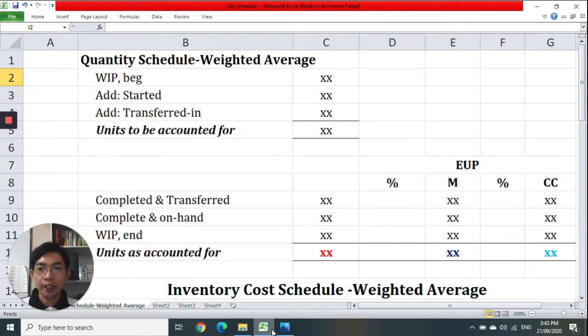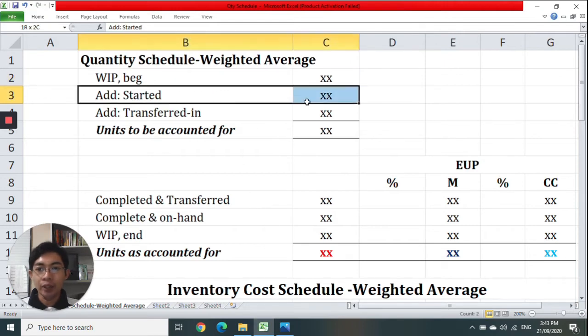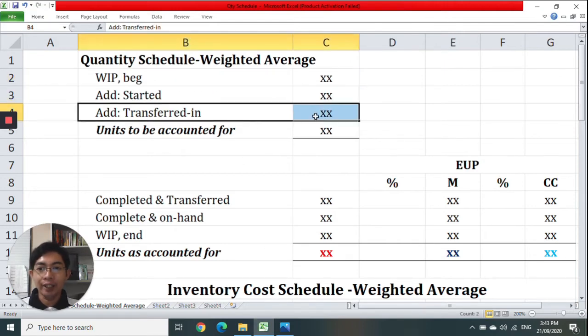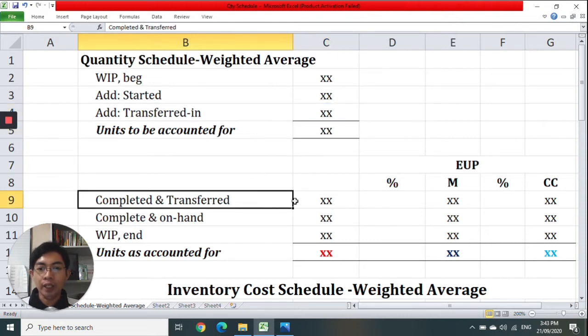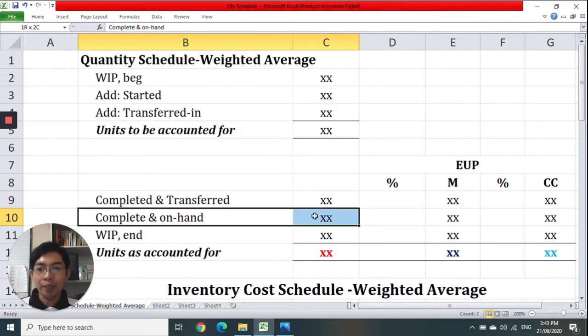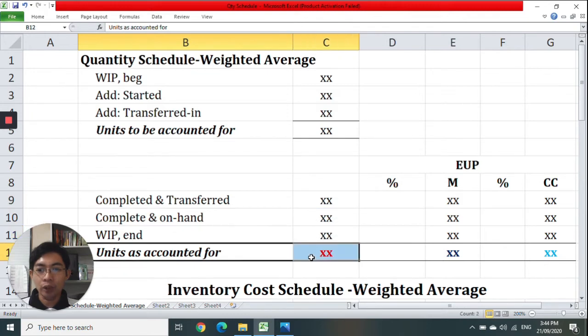Our quantity schedule weighted average looks like this. WIP beginning, add units started this period, add transferred in, in order for you to get the units to be accounted for. And then on the other side, we account for the completed and transferred units, add completed and on hand, and add the WIP ending to arrive at your units as accounted for. Always remember that the units to be accounted for and units as accounted for should always be equal.